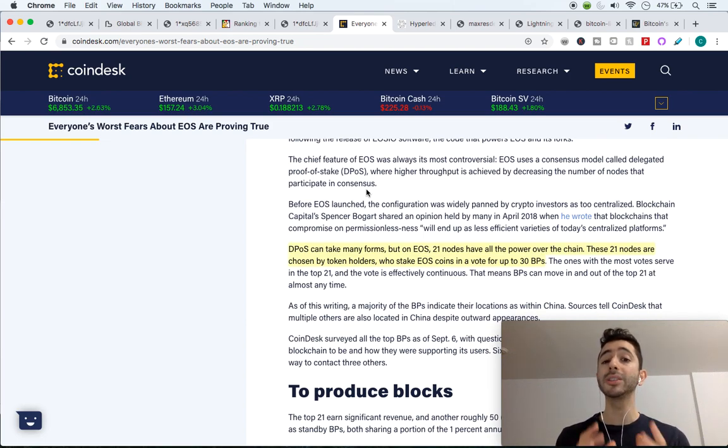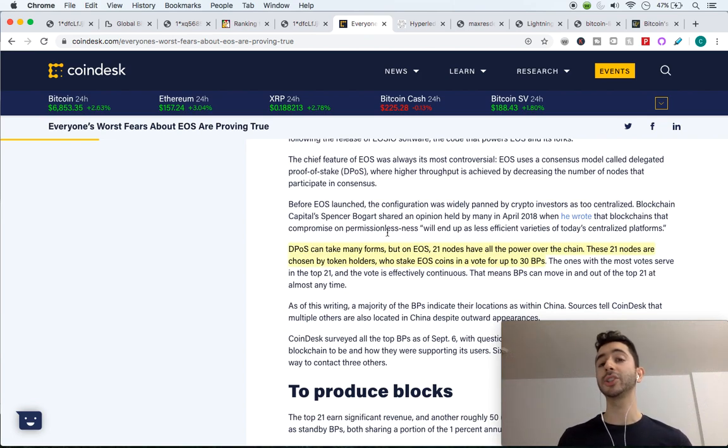On EOS, there's only 21 nodes that have full power over the chain. So of course, 21 nodes can come to an agreement much quicker than 5,000 or 10,000 nodes. But the reason why it's not so centralized is because these 21 nodes don't just come out of nowhere. These 21 nodes are chosen by token holders who stake their coins and they can vote. So it's a gray area, like I said. It's not totally decentralized, but it's definitely not 100% centralized.